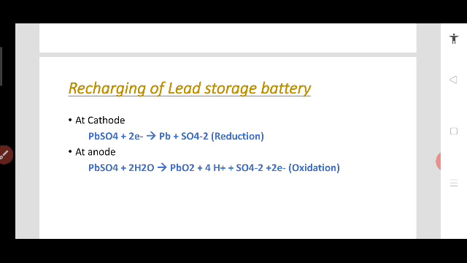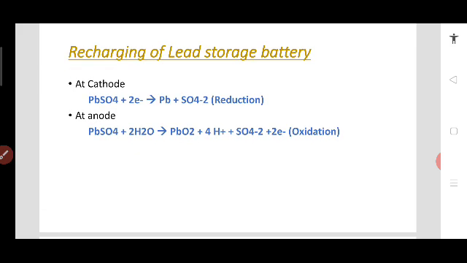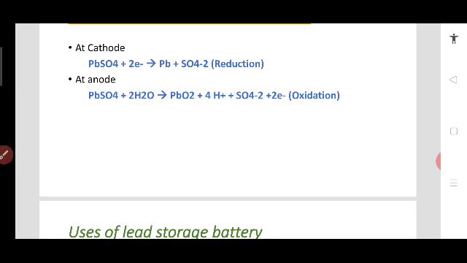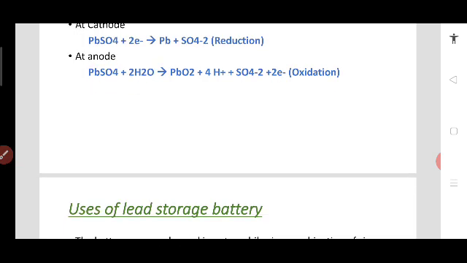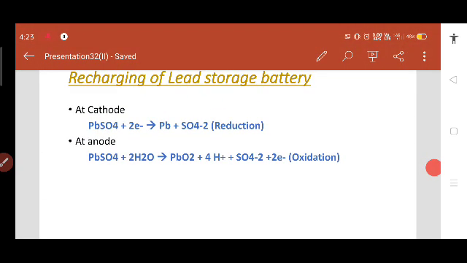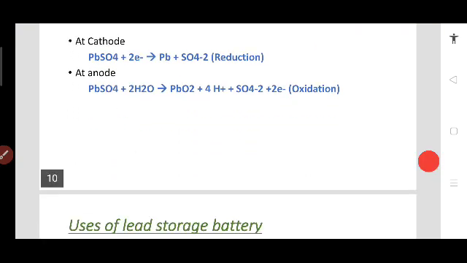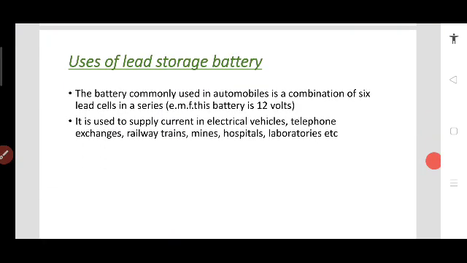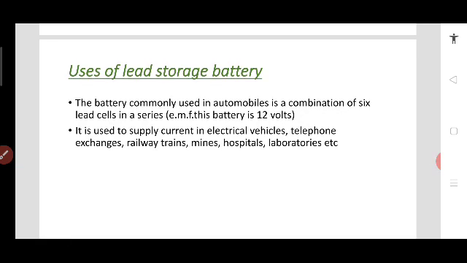Recharging of the lead storage battery: at the cathode, PbSO4 plus 2 electrons gives Pb plus SO4 2-. Reduction takes place at the cathode. At the anode, PbSO4 plus 2H2O gives PbO2 plus 4H+ plus SO4 2- plus 2 electrons, oxidation. By these reactions the battery gets recharged, and then it can be used again and again. So those are the uses of the lead storage batteries.